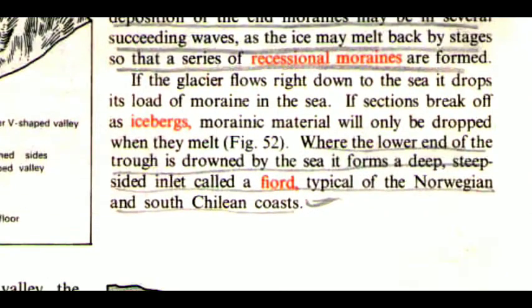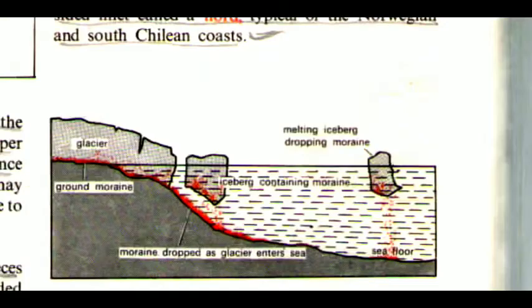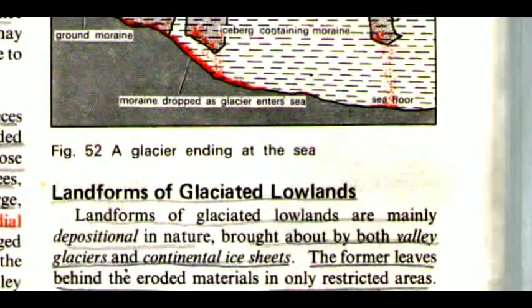If the glacier flows right down to the sea, it drops its load of moraine in the sea. If sections break off as icebergs, morainic material will only be dropped when they melt. Where the lower end of the trough is drowned by the sea, it forms a deep, steep-sided inlet called a fjord, typical of the Norwegian and South Chilean coast. You can see here the figure 52.